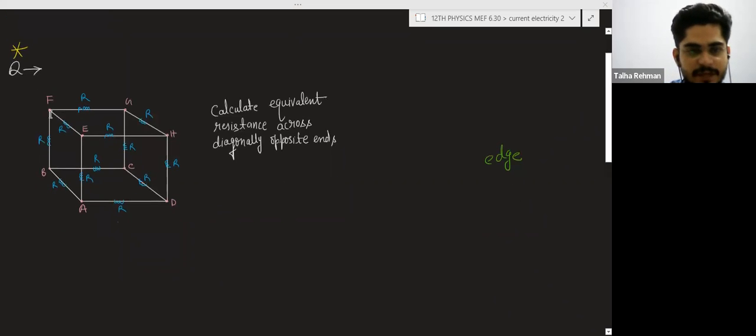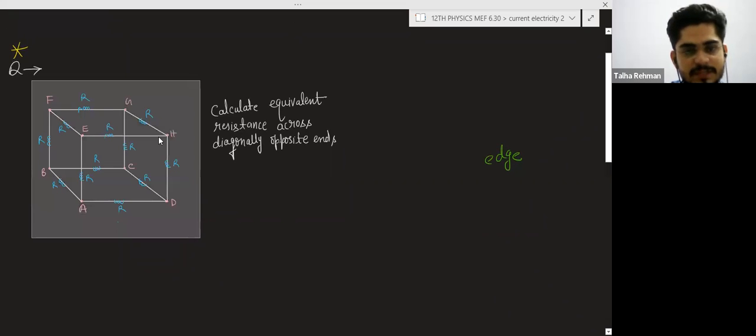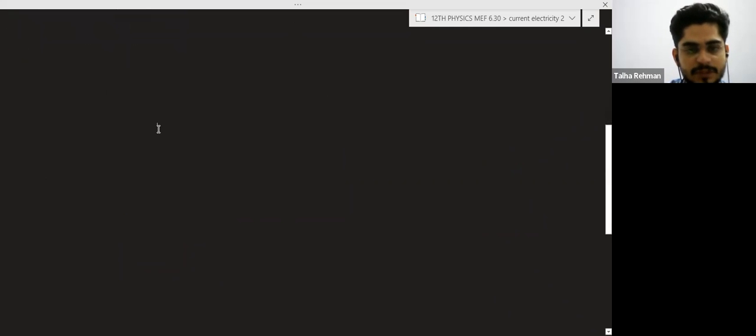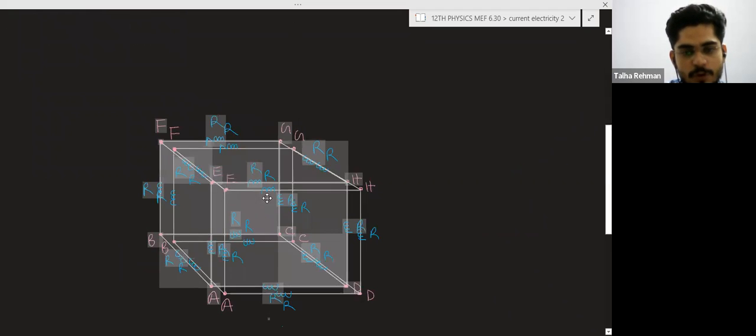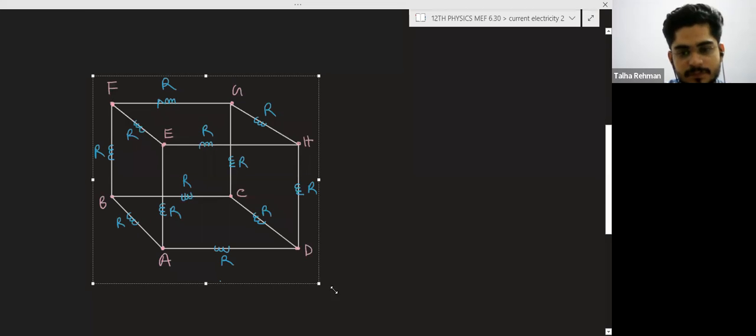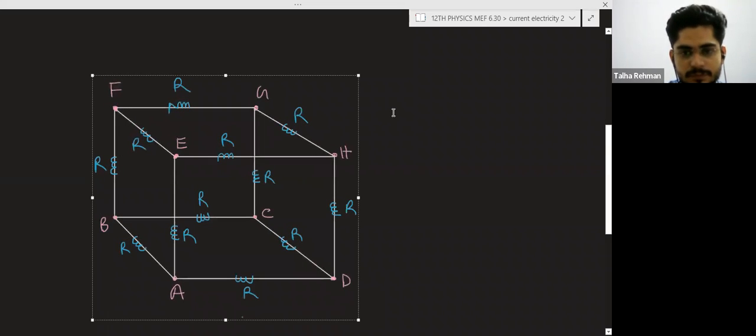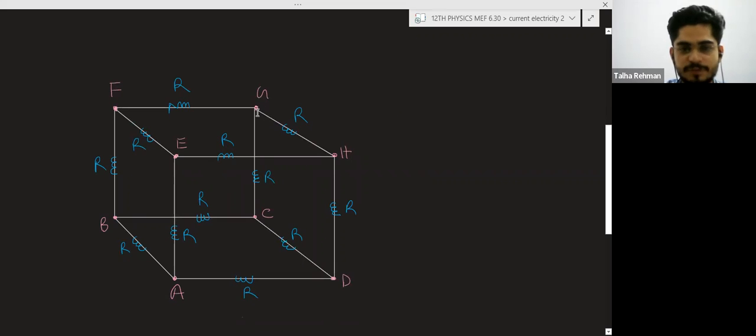We have to calculate the equivalent resistance. This circuit is looking very complicated. Actually, we have to find the equivalent resistance between point G and point A, diagonally opposite points. This is the diagonal of this square, and at each edge there is a resistance.